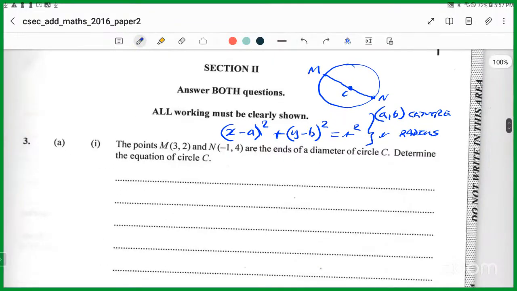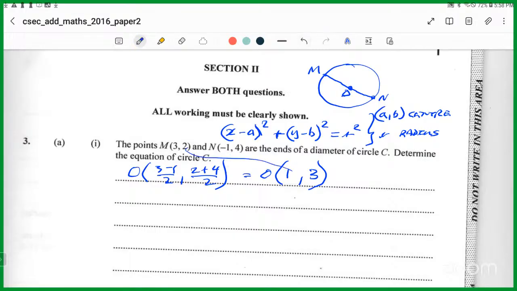So let's see. So circle is C. Let's call the midpoint O. So O would be the average of the two x values for the midpoint. That's 3 minus 1 over 2. Average of the two y values, which is 2 plus 4 over 2. So the center point, this will be 2 over 2, which is 1, and this will be 6 over 2, which is 3. That's the center point.